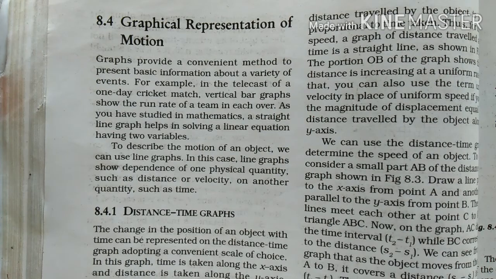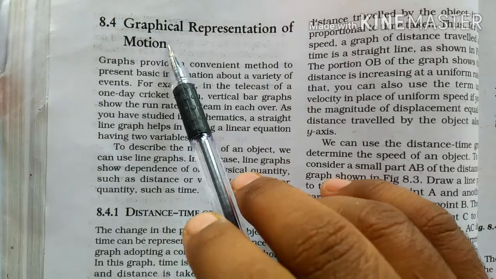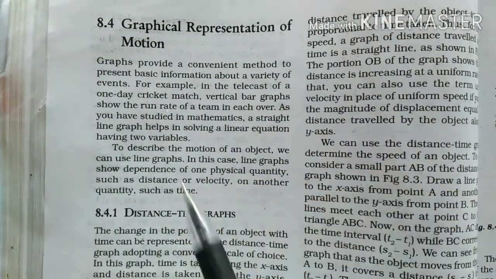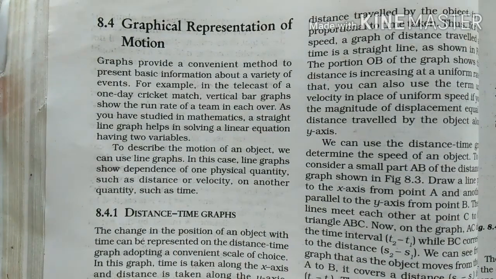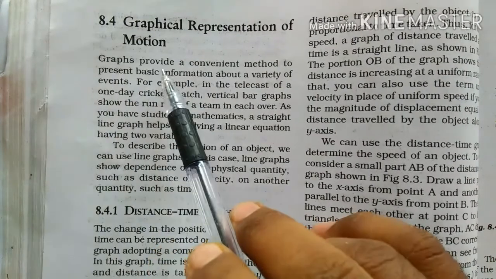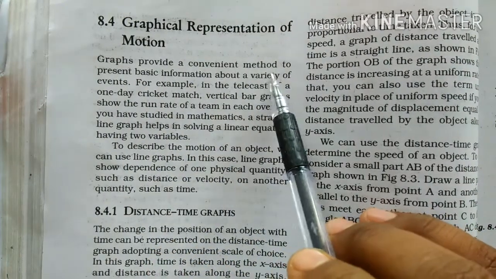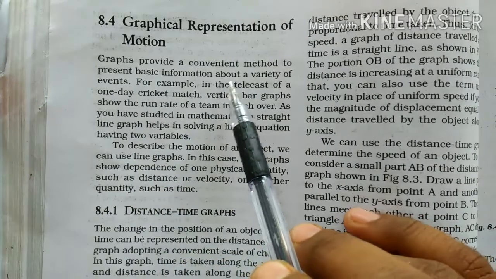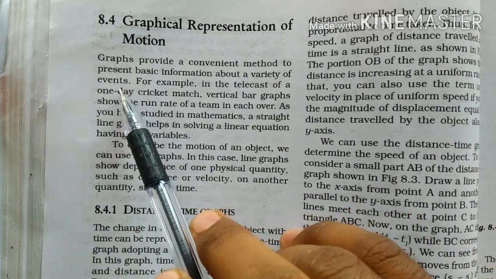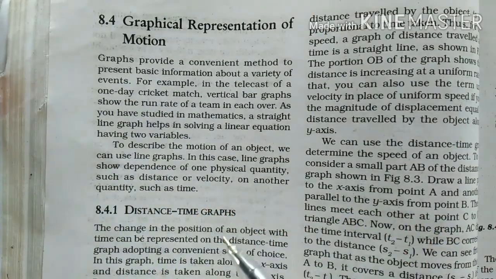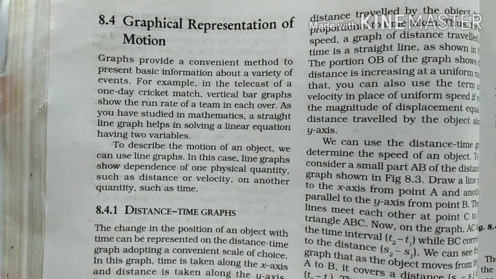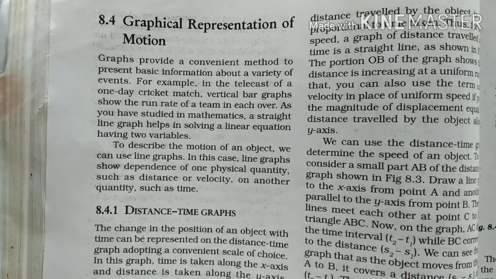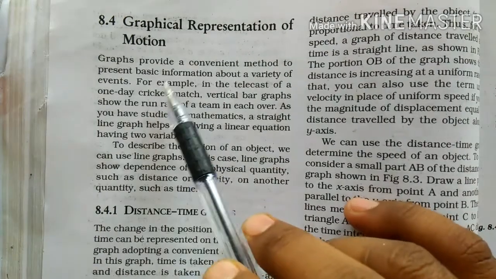Now today we will move towards the next point in this topic, that is 8.4, graphical representation of motion. Now we will see the motion in graphical representation. Graphs provide a convenient method to present basic information about a variety of events. For example, here examples are there.